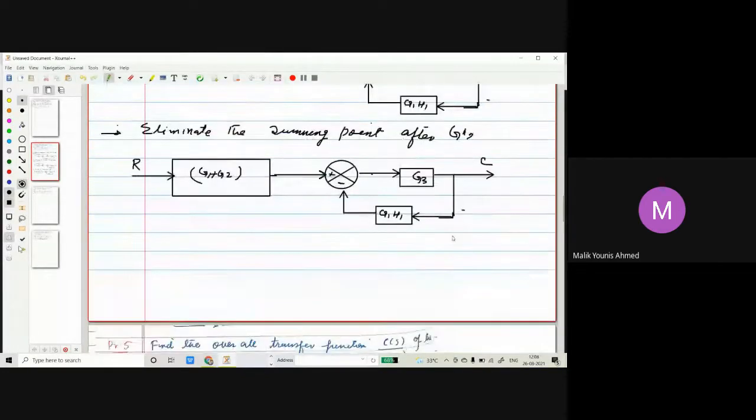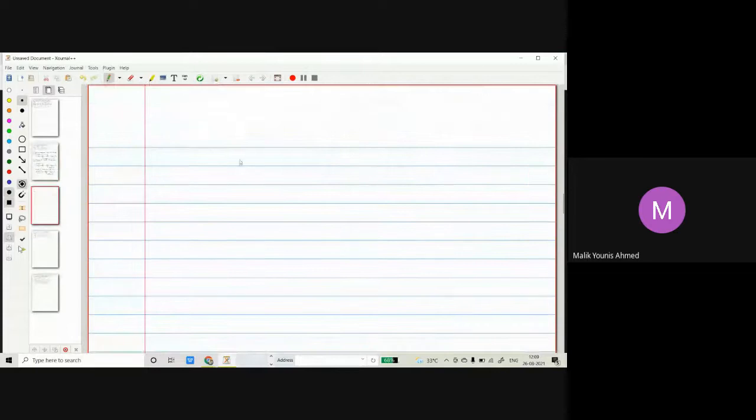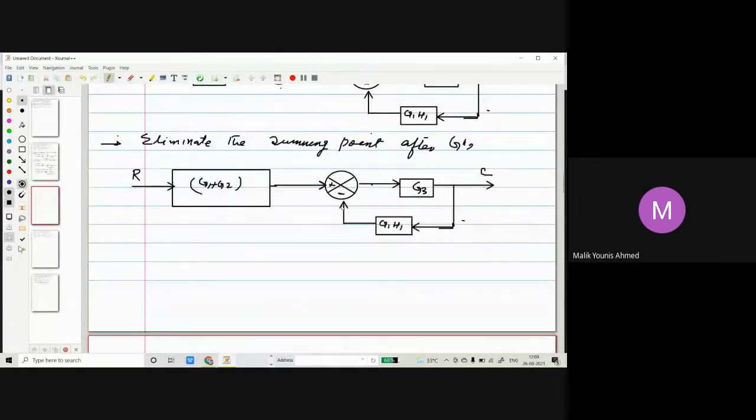Next is very simple. What should be the next step, Shabas? This is what? Negative feedback loop. Negative feedback closed loop system. So the formula, you know what the formula is.